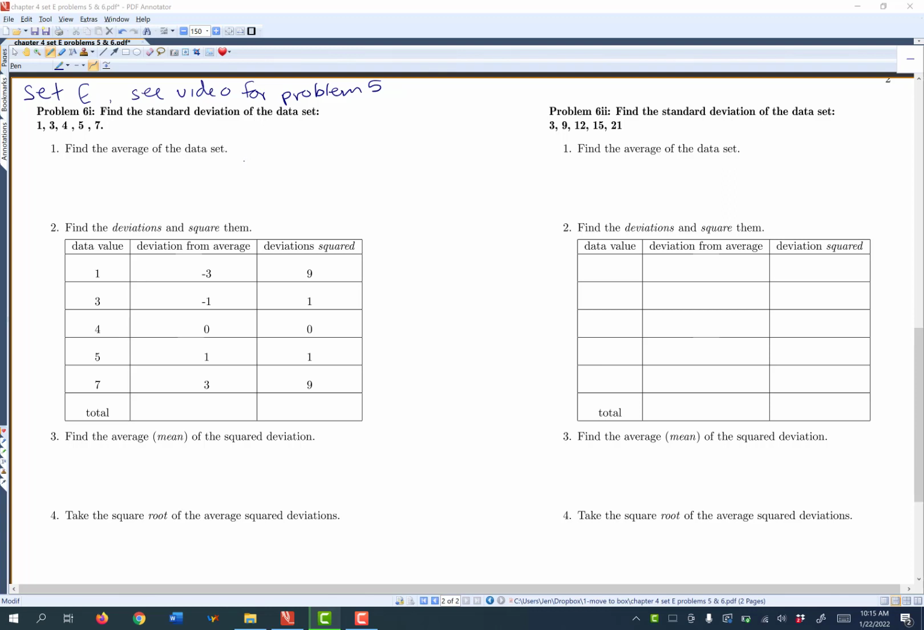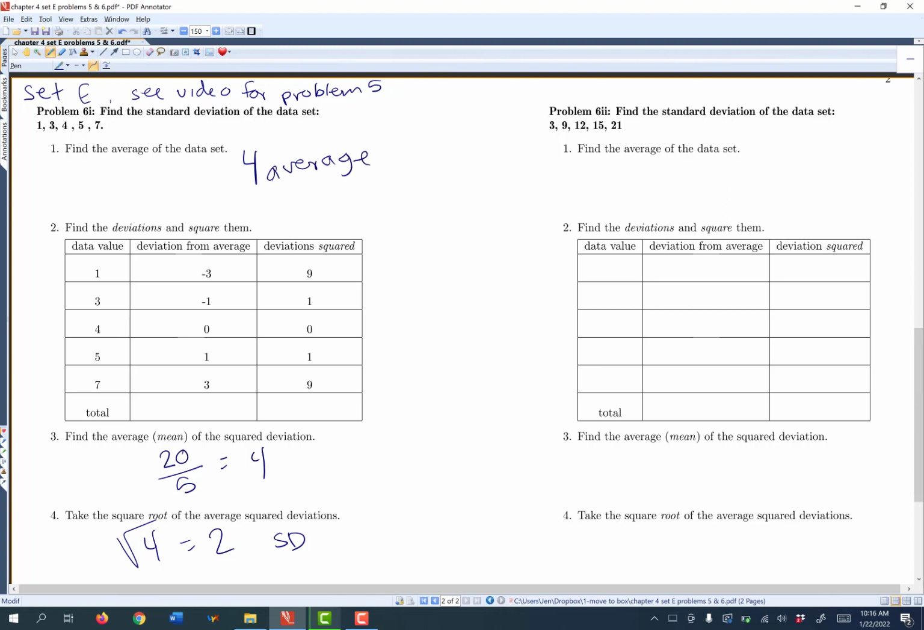So the average was 4, and the average of the squared deviations was 20 divided by 5, which gave me 4. Just complete coincidence that those were both 4, completely coincidence. And take the square root of that, gave me a standard deviation of 2. So we have 4 for an average and a standard deviation of 2.